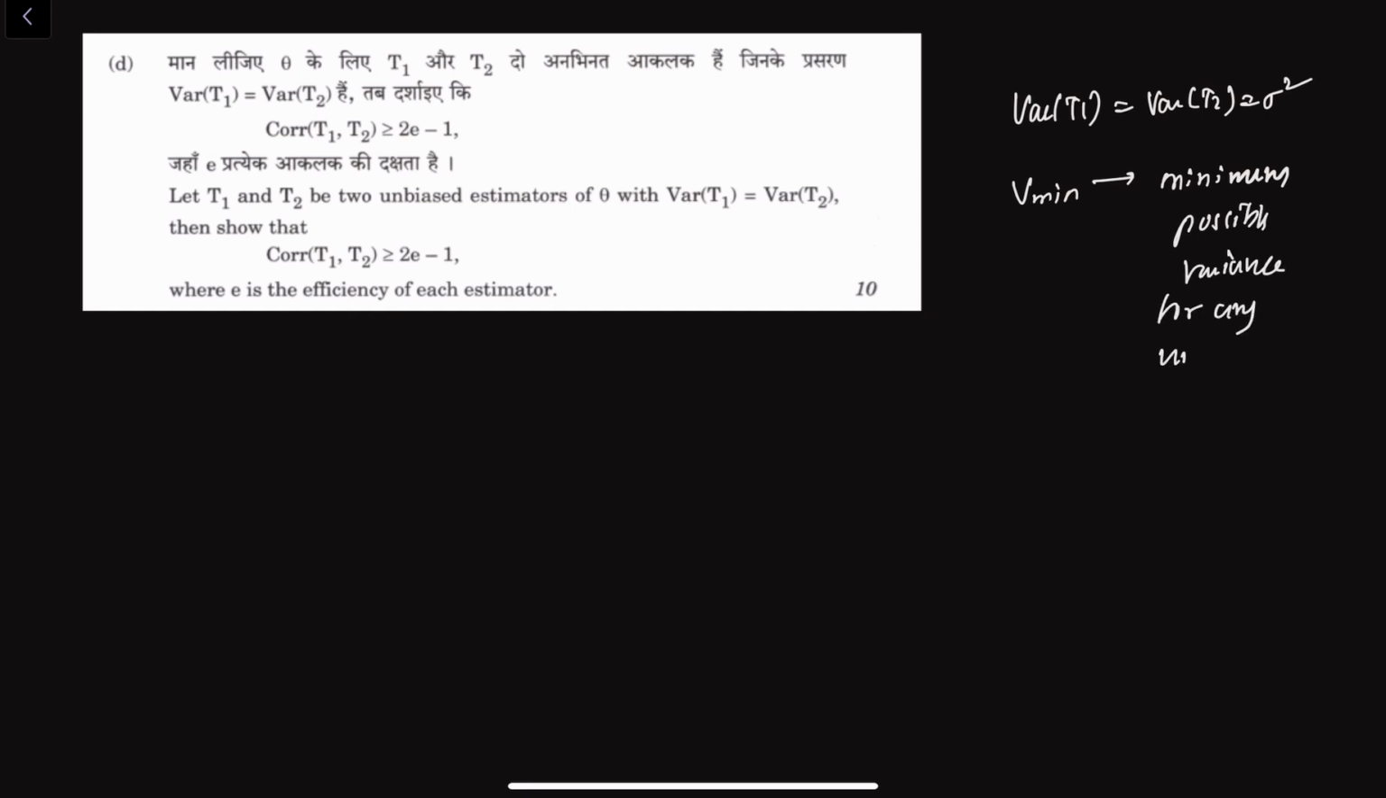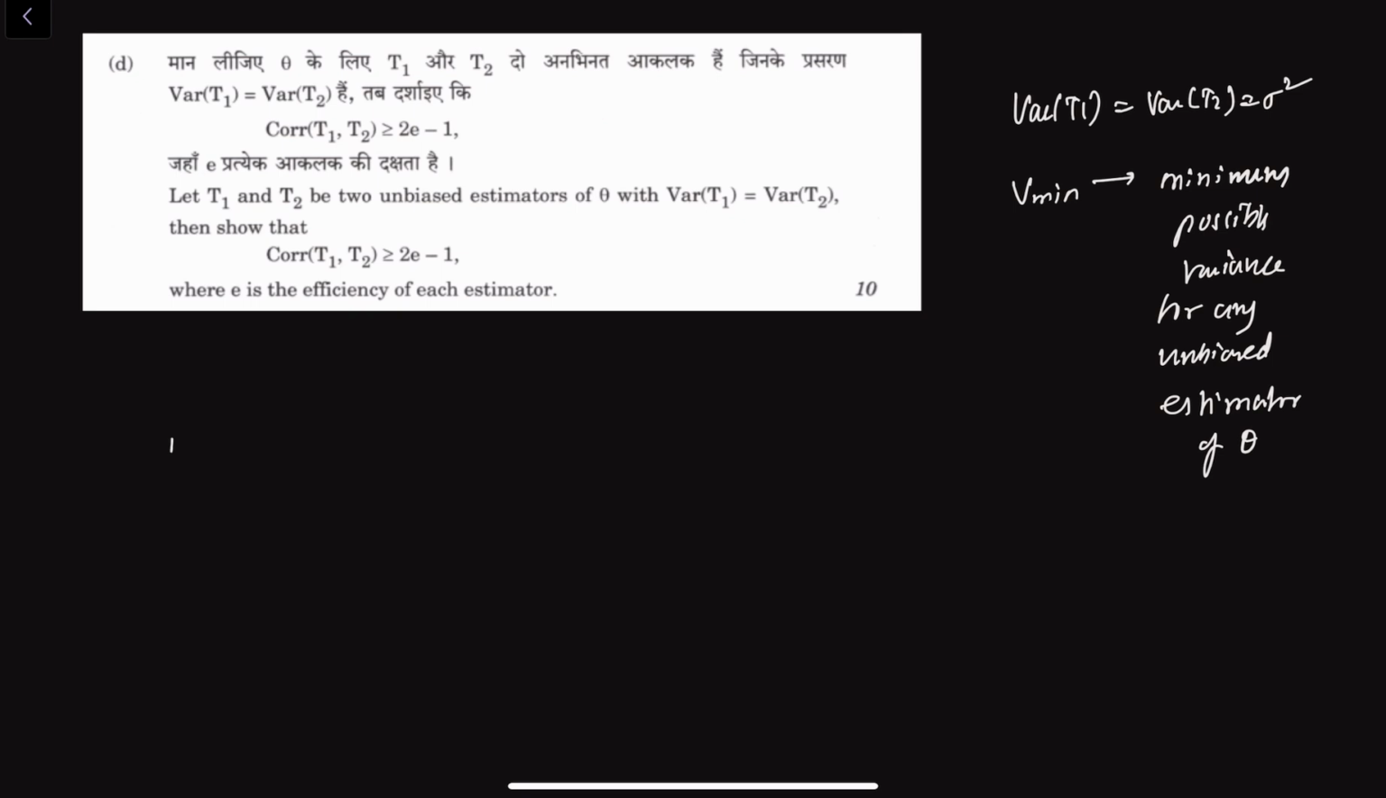Now we need to show that correlation of T1, T2 is greater than or equal to 2E minus 1, where E is the efficiency of each estimator. So first of all, we were given variance of T1 is equal to variance of T2 is equal to sigma square. And suppose this V min is the minimum possible variance for any unbiased estimator of theta. For example, CRLB is one such possible minimum variance for any unbiased estimator of theta.